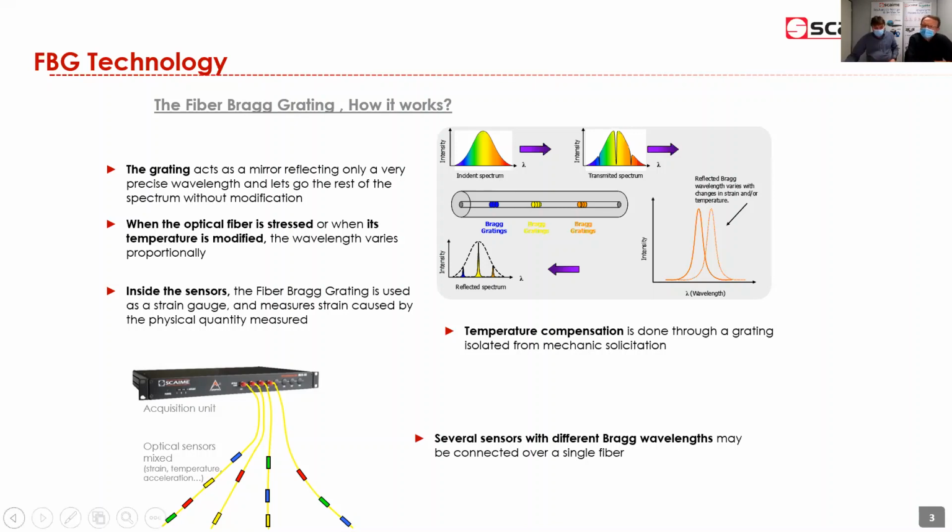The second important point is that since the interrogator will only see some Bragg gratings, we will set up parameters to transform the wavelength variation into mechanical values, into accelerations or tilts or whatsoever. Then we can have any kind of sensor in series with any other kind of sensor. So we can have acceleration, strain, temperature, anything mixed on each line.